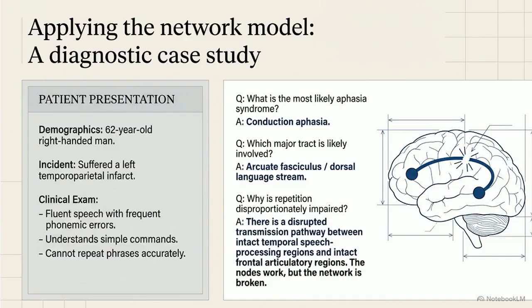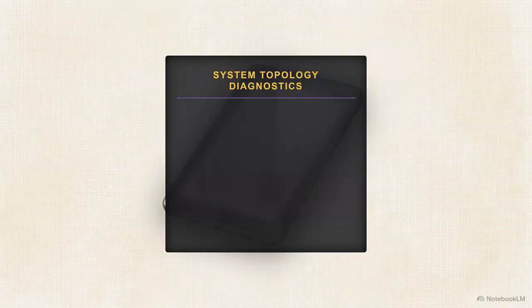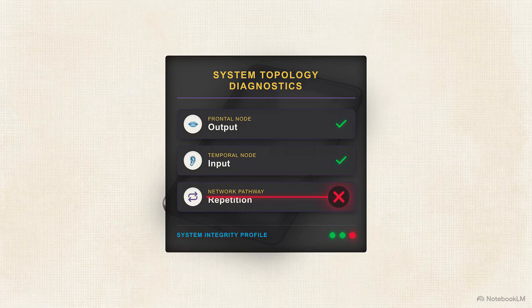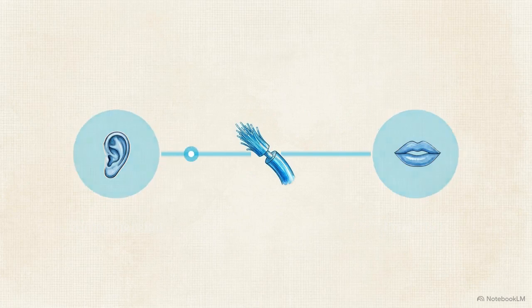This clinical profile illustrates how network theory solves diagnostic anomalies in a real patient. Here, we evaluate a 62-year-old right-handed man suffering from a left temporoparietal infarct. His clinical exam reveals a direct contradiction. He speaks with fluent speech, and he comprehends simple commands perfectly. Despite intact comprehension and fluency, he presents with a highly specific deficit. He cannot accurately repeat phrases back to the examiner, making frequent phonemic errors. This specific profile is known as conduction aphasia, and it is the classic manifestation of a network disconnection.